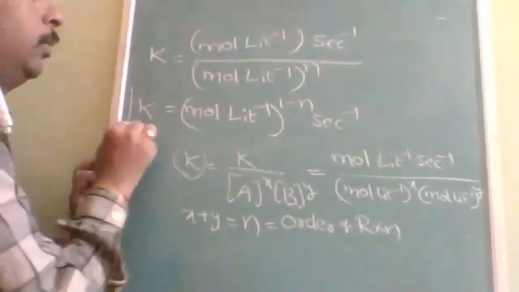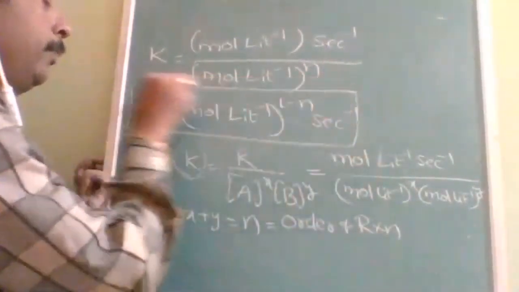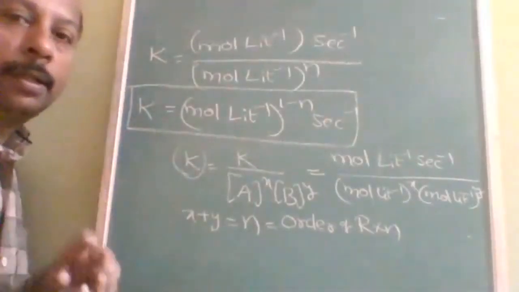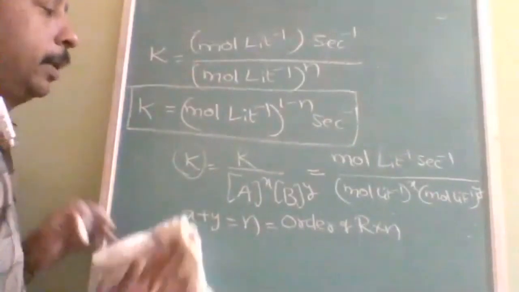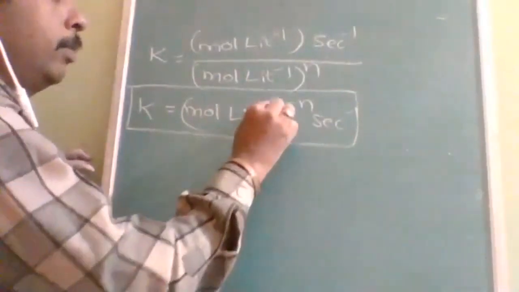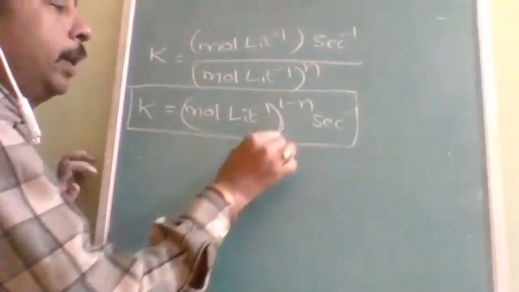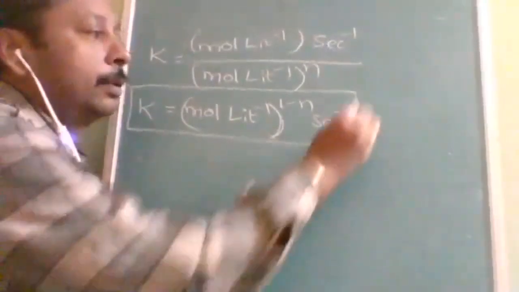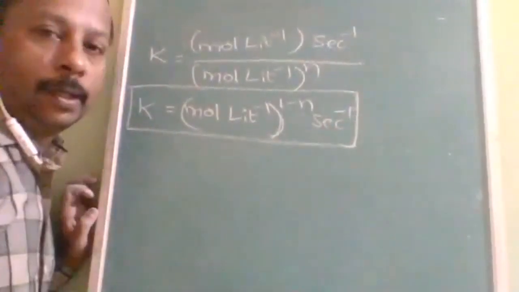Okay, so units of K are mole liter inverse to the power of 1 minus n, and second inverse. This is most important. That's why I have kept it in a box, so that valuable things must be kept in a box. Second inverse. Okay, up to here is it clear?